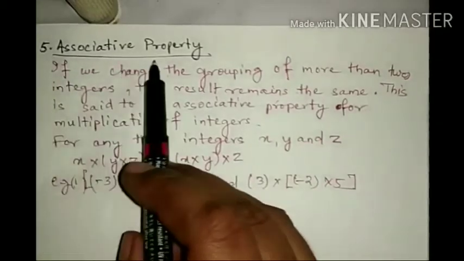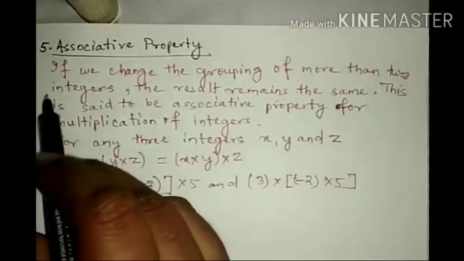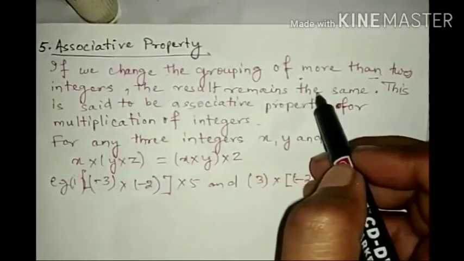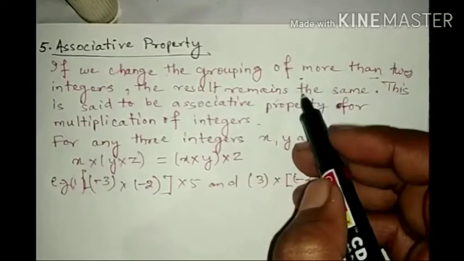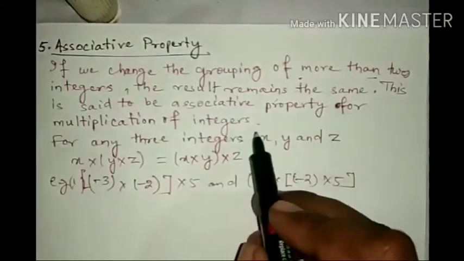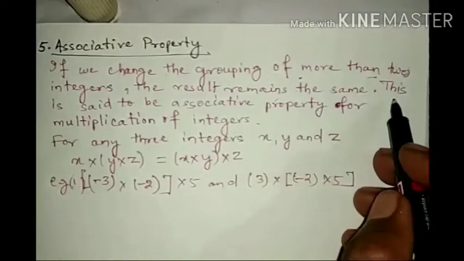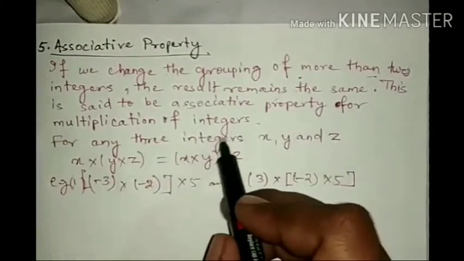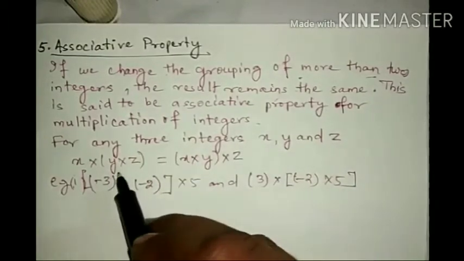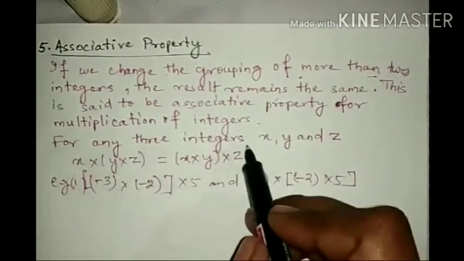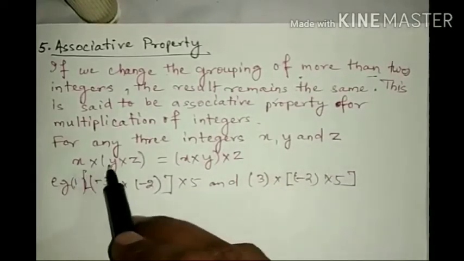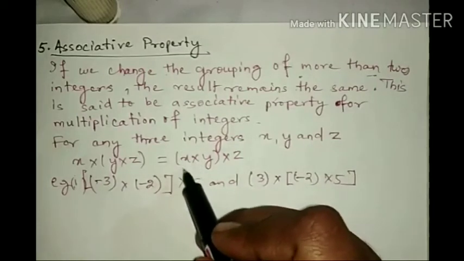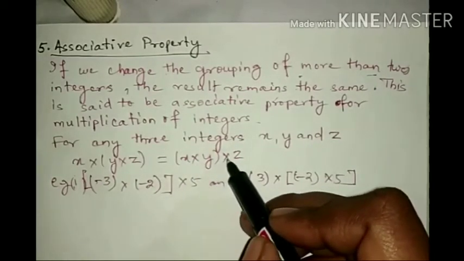Number 5, associative property. If we change the grouping of more than 2 integers, the result remains the same. In the multiplication of integers, if we are changing the grouping, then the result will be the same. This is said to be the associative property of multiplication of integers, like we have done in addition. For any 3 integers x, y, z, x into (y into z) equal to (x into y) into z.